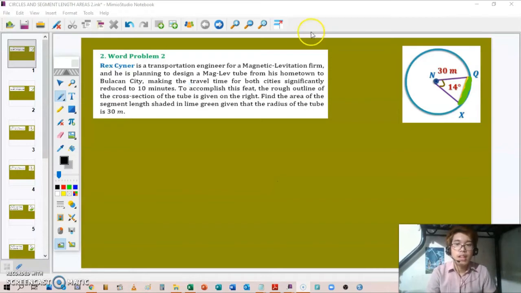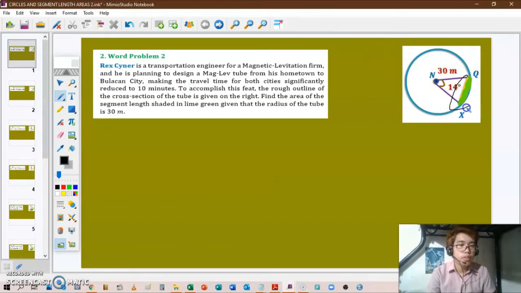We need to find the area of the segment QX, shaded in lime green, given that the radius is equal to 30 meters. So how can we solve this problem? How can we solve for the area of this segment that we have here?